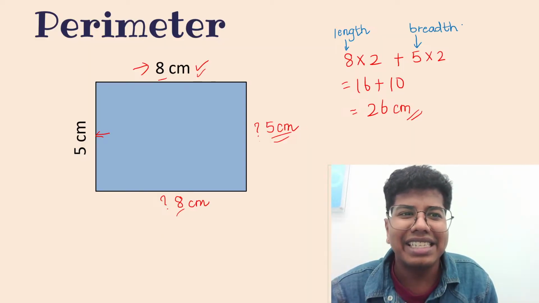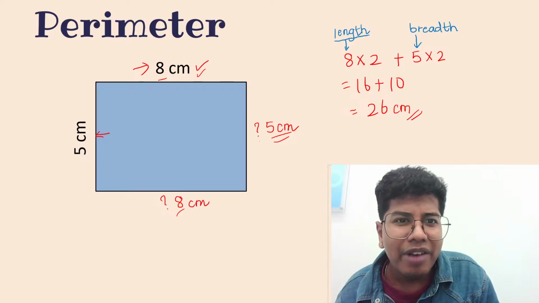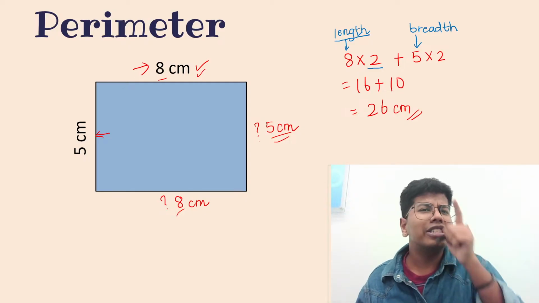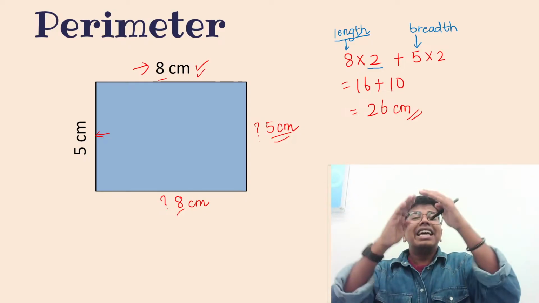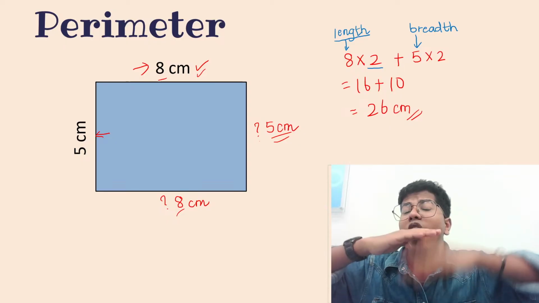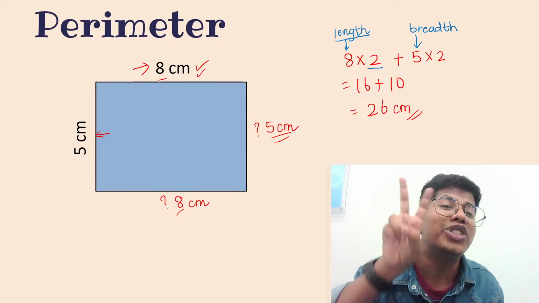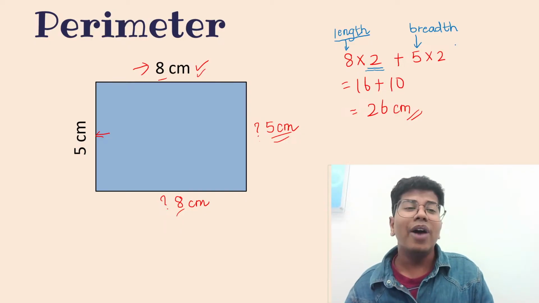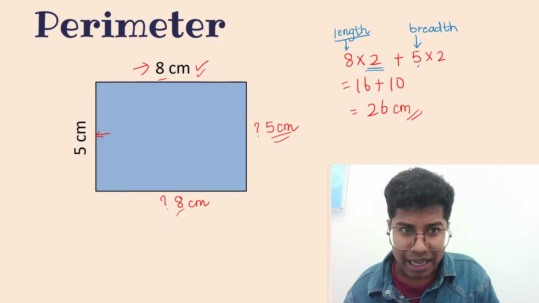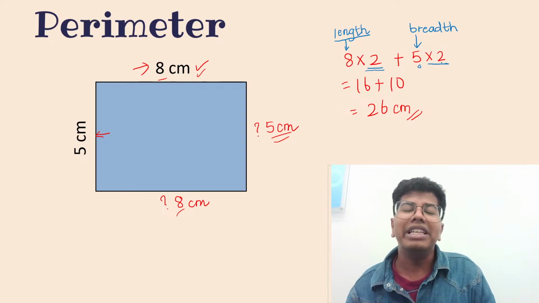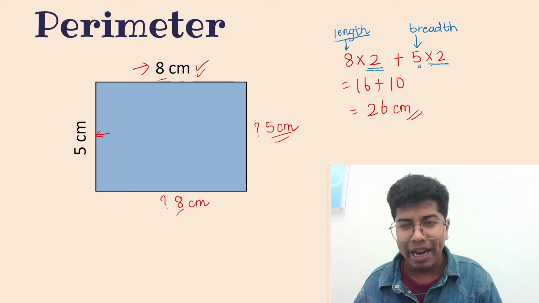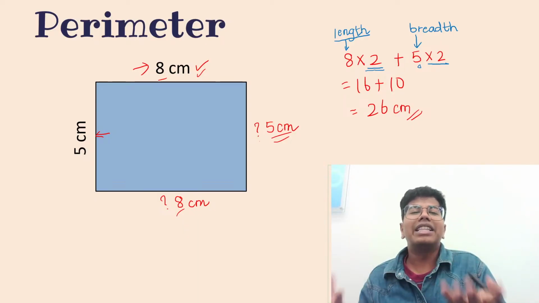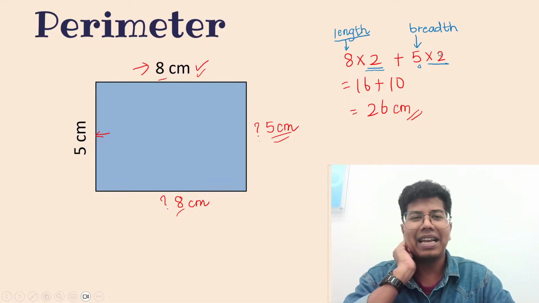So what can we understand? The length, when we multiply by 2, now will this 2 change? Of course not, because in a rectangle, the lengths are the same. And there are how many lengths? There are always 2 lengths. That's why this will always be multiplied by 2. Now regarding the breadth also, this is the value of breadth and it will always be multiplied by 2 because there are 2 breadths. So length times 2 plus breadth times 2, we get the perimeter of the rectangle.